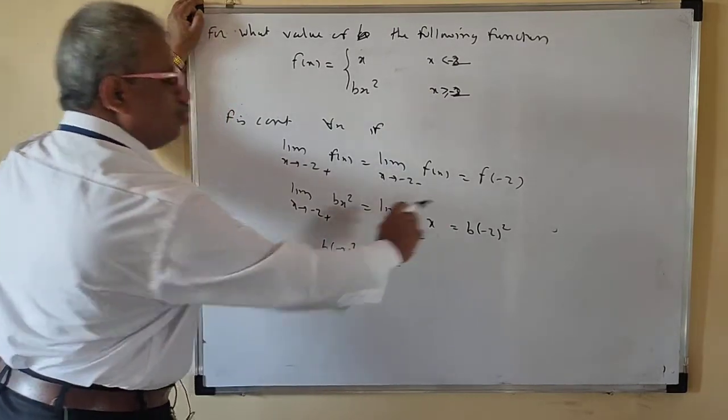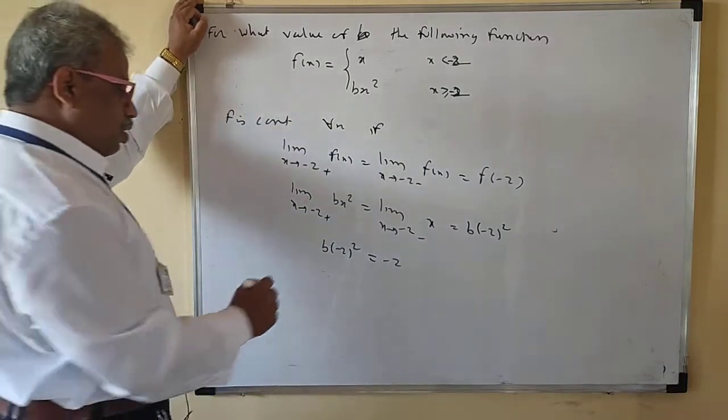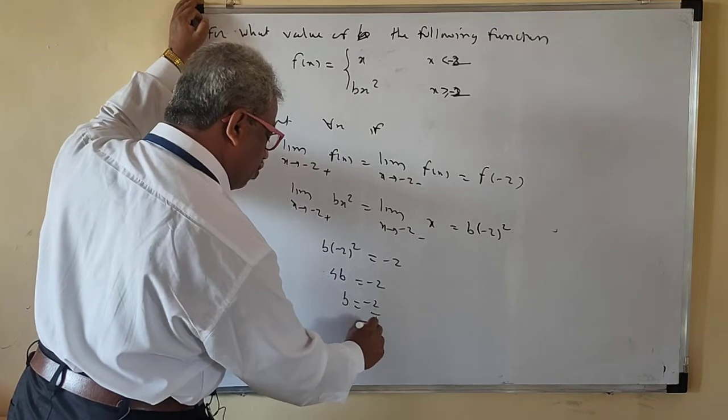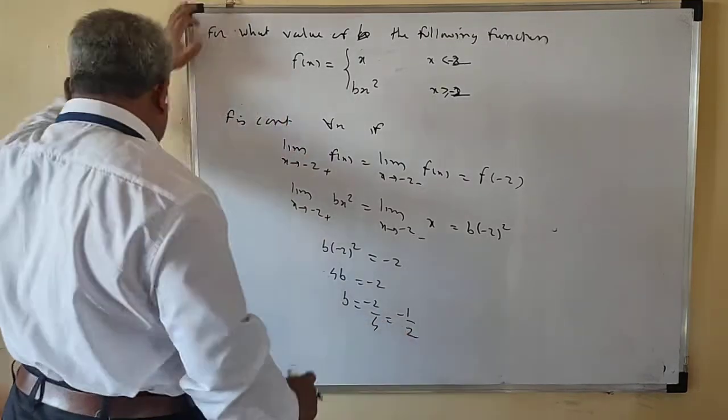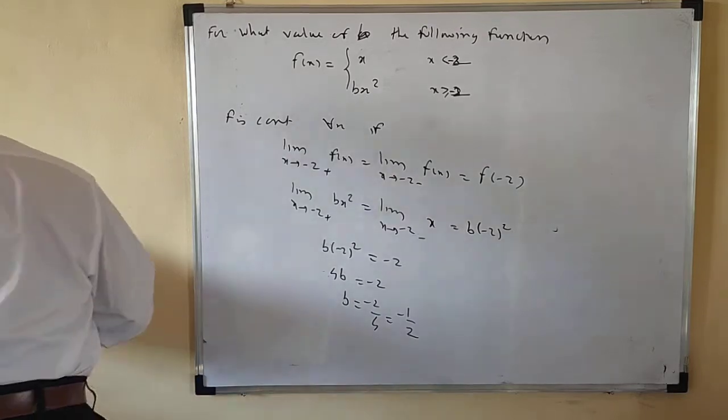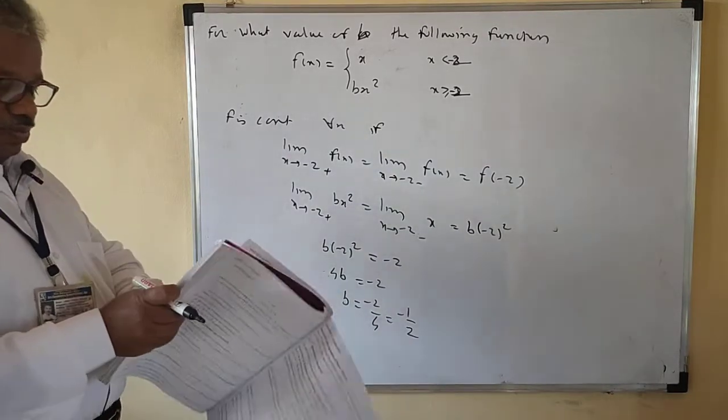So this is minus 2. No need to write the b times minus 2 squared. So this is 4b is equal to minus 2. So this is minus 2 upon 4, this is minus half. So your b is minus half. B is minus half. Okay.